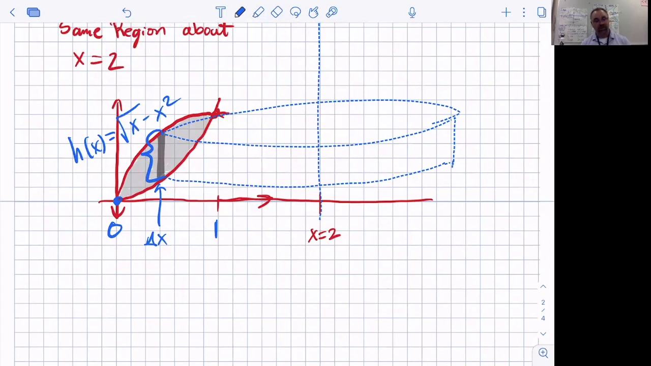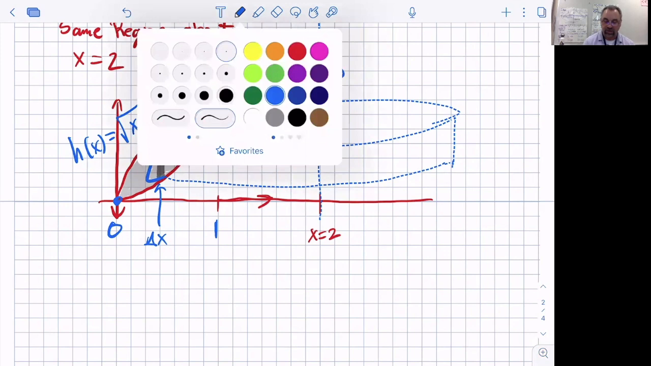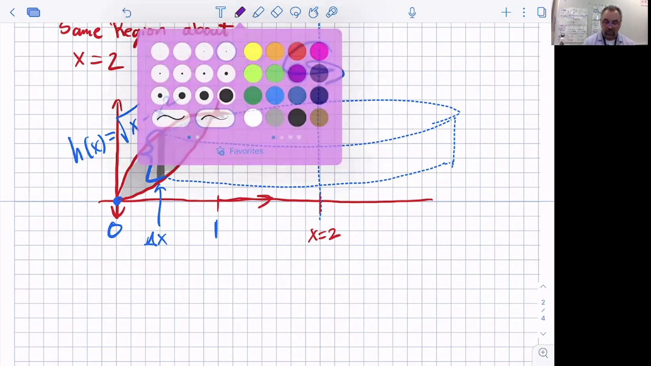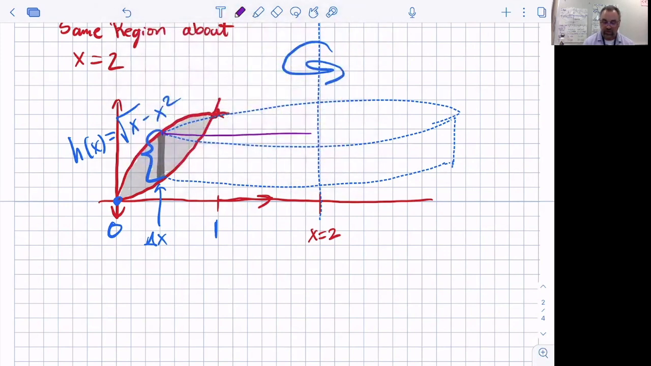What has changed is the distance we have to go from our axis of revolution, which is here, over to the representative rectangle. How far over is this rectangle? This is where rho is now. So here we go. Practice those segment relationships, right? If the whole distance from the x-axis to our axis of revolution is 2.